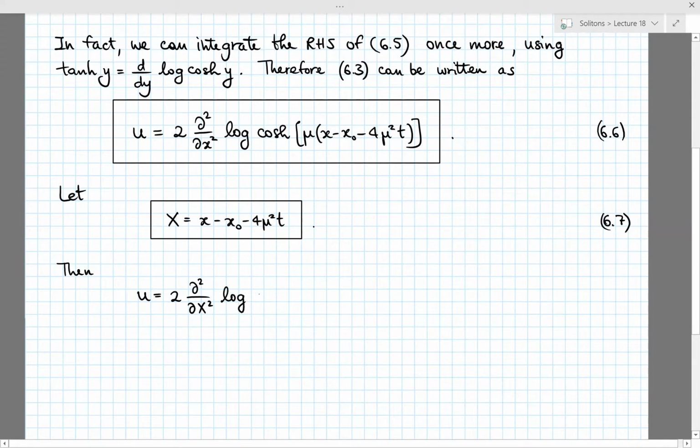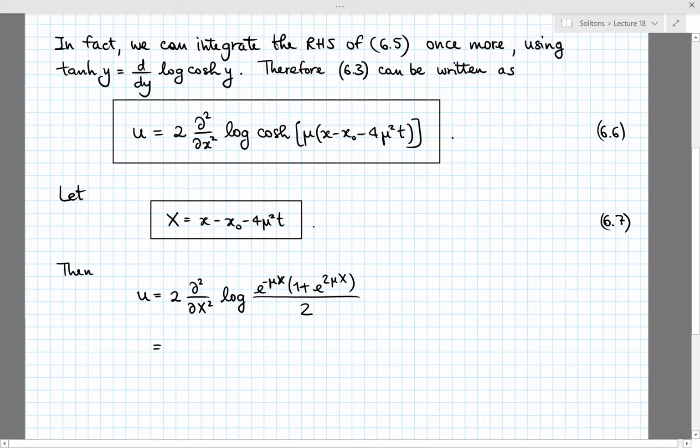of the logarithm of the hyperbolic cosine of mu times x, and I'll write that as e to the minus mu x, which multiplies 1 plus e to the 2 mu capital X, all divided by 2. So why did I factor the numerator of the hyperbolic cosine, e to the mu x plus e to the minus mu x, in this way?